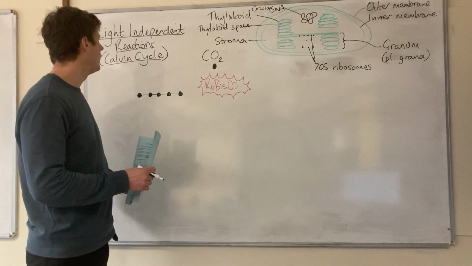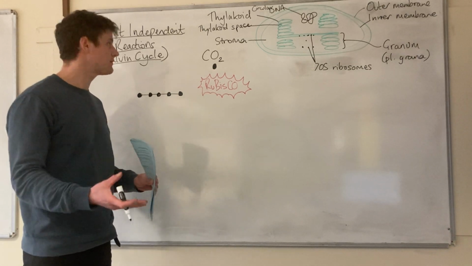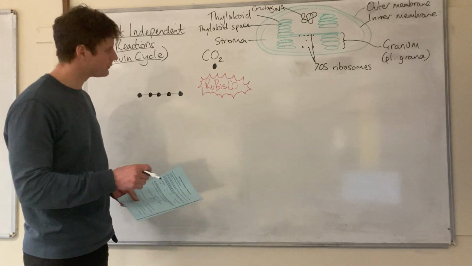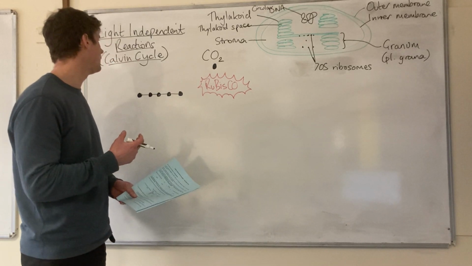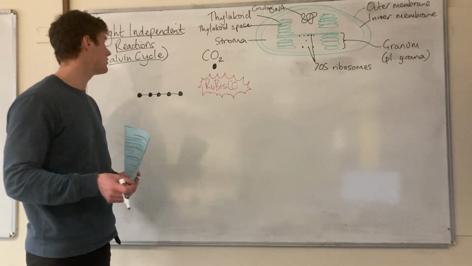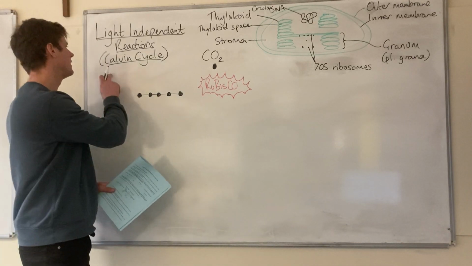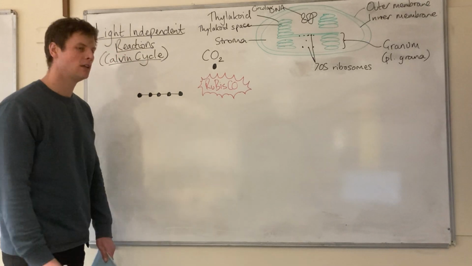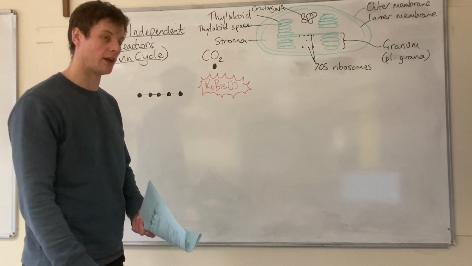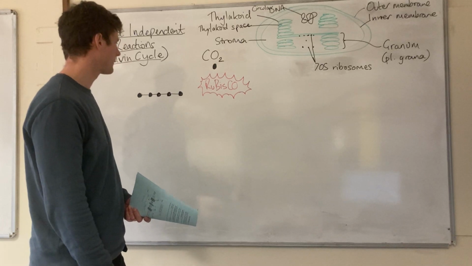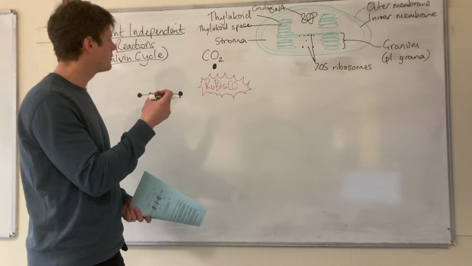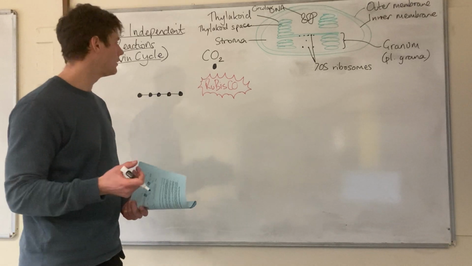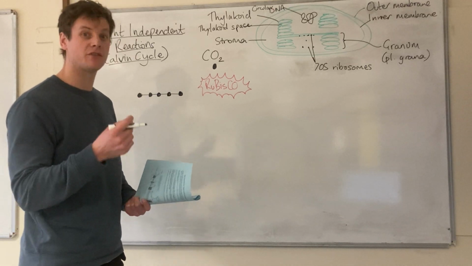Hello again. In this next video, which follows the video on the light-dependent reactions, we look at the light-independent reactions, sometimes referred to as the Calvin cycle, named after Melvin Calvin, who first did all of the biochemistry to measure all of this. It's during the Calvin cycle, the light-independent reactions, that carbon dioxide is fixed.